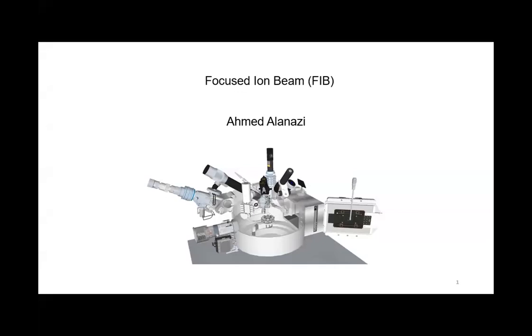Yes, so today I'm going to talk about focused ion beam. This is a technique that can be used in semiconductors, engineering, material science, physics, and in science fields in general.